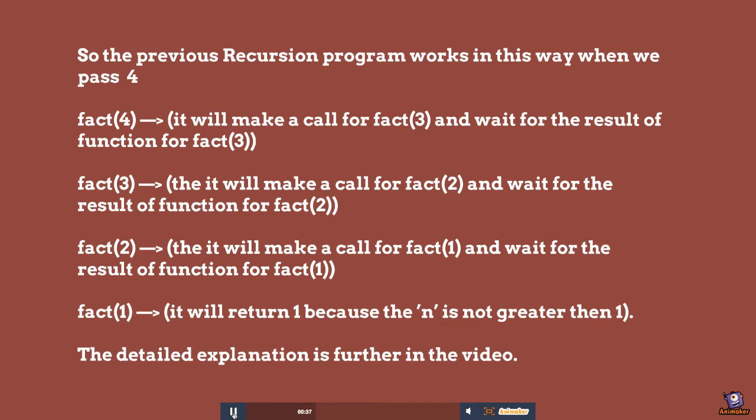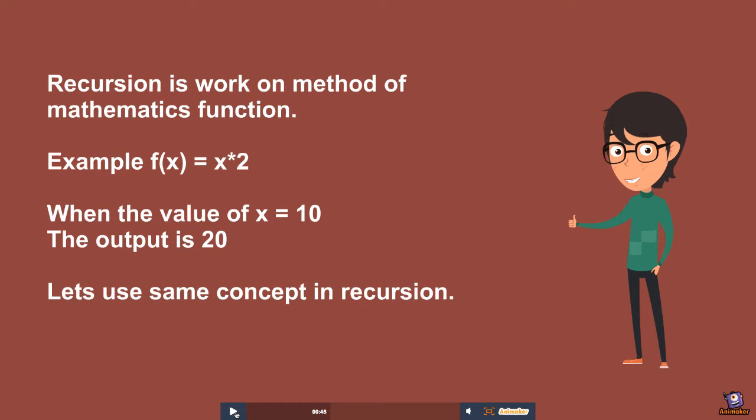And recursion works basically on a method of mathematical functions. If you do not know that, don't worry, we will explain that to you also. Recursion works on a method of mathematical functions, which I already explained: f(x) = x * 2. When the value of x is 10, the output is 20. Very simple. So let's use the same concept in recursion.